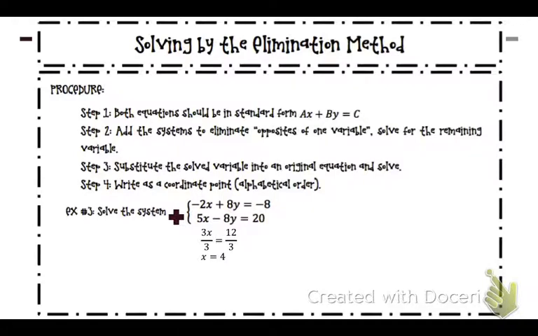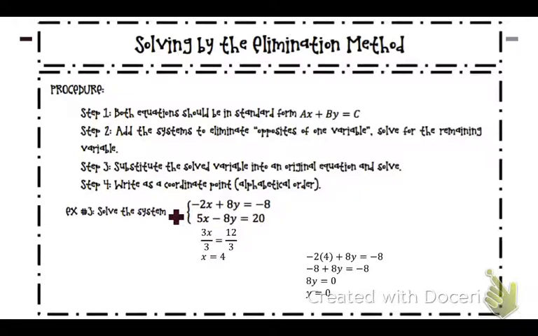It doesn't matter which one you plug it into. So let's just plug it into the top one. So negative 2 times 4 plus 8y equals negative 8. Multiply that out. You get negative 8 plus 8y equals negative 8. Add the 8 over. You get 8y equals 0, which means y equals 0.